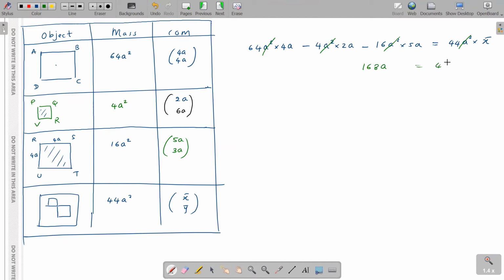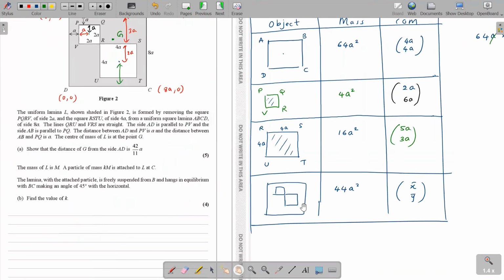168a equals 44 times x bar, which means x bar is 168a over 44. Can't we simplify this a little bit first? How much? 42 over 11a. And this is your x bar. Is this the show that? Yes. So we got the show that.